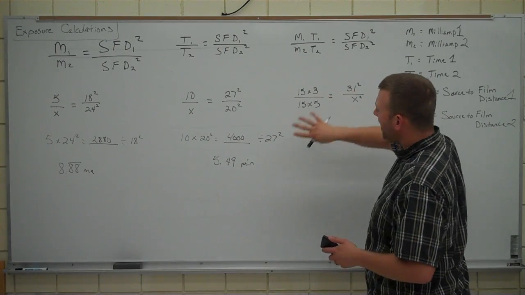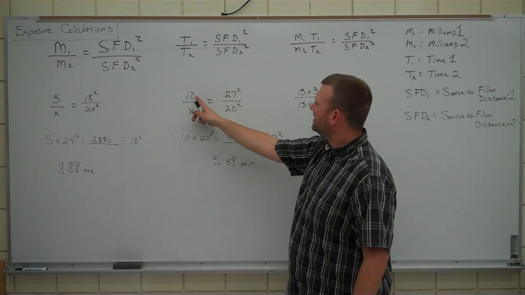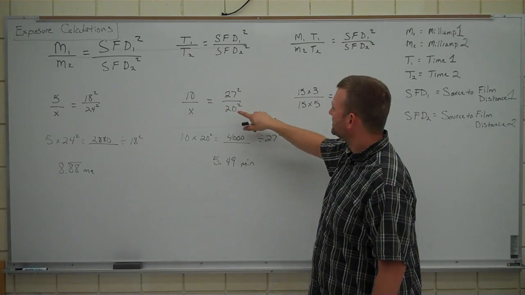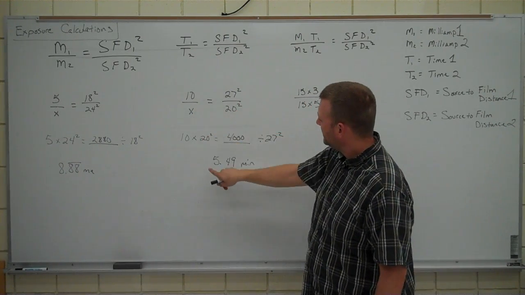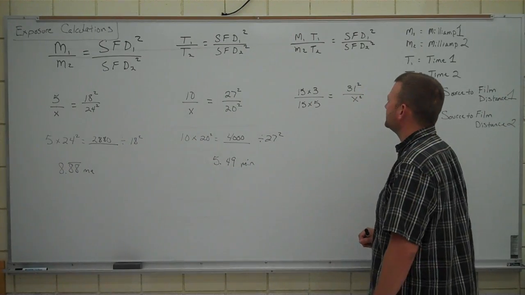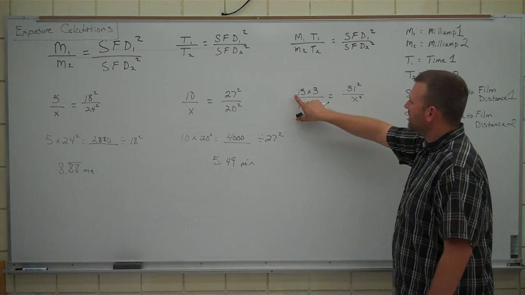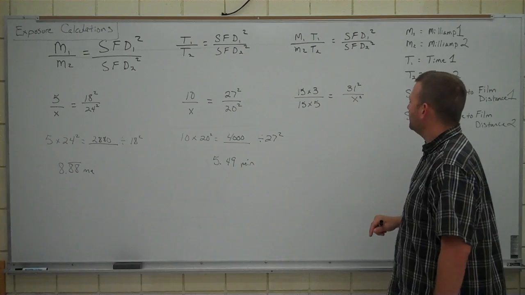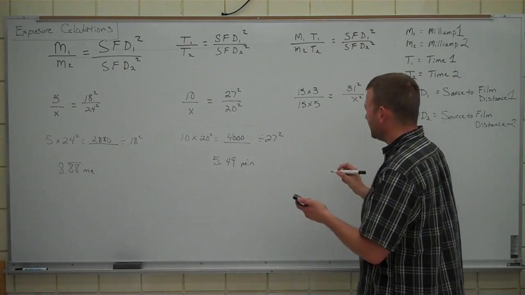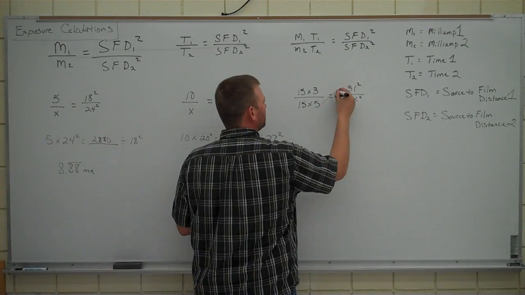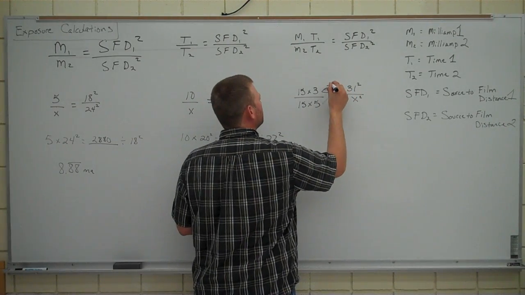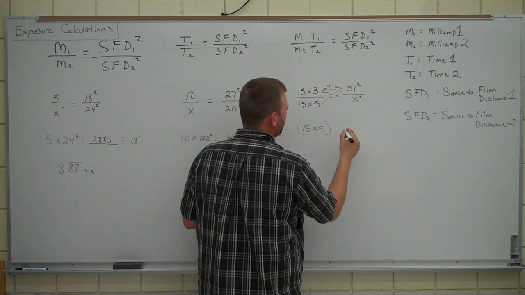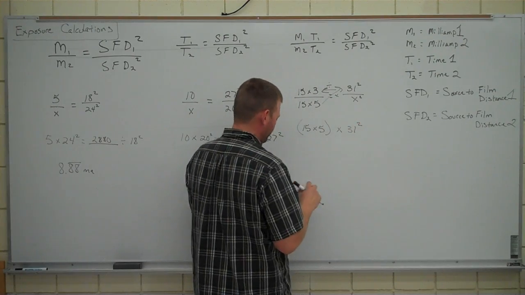Okay? So now, we had 10 minutes at 27 inches, and we backed off to 20 inches, so that means we should decrease our time substantially there. This one's pretty simple. We're just going to multiply this through: 15 times 3 times x squared equals 15 times 5 times 31 squared. So, 15 times 5, I'm just going to write this out. It's going to be this times this divided by that. It doesn't make a difference.